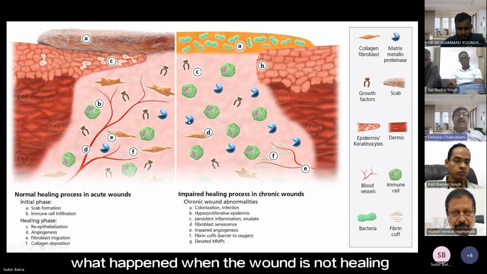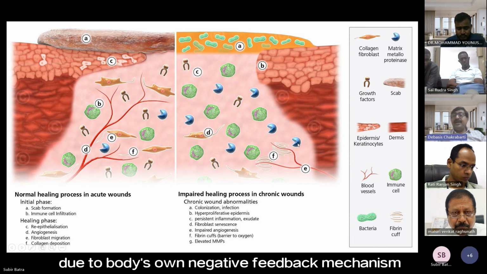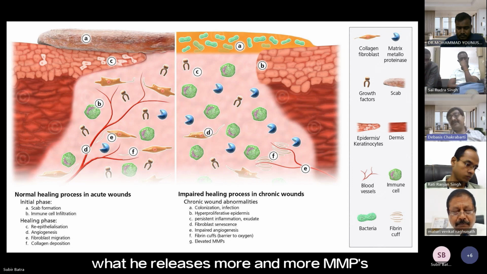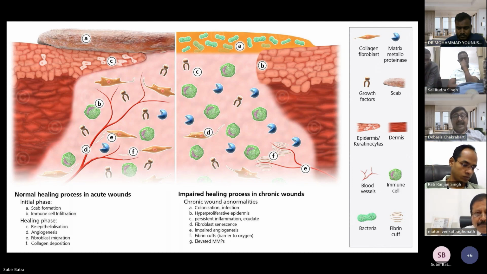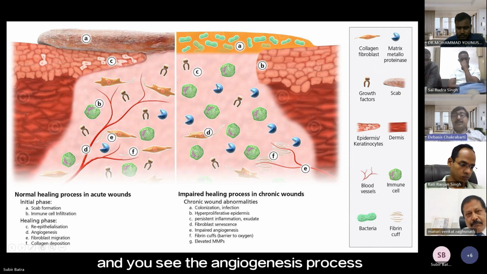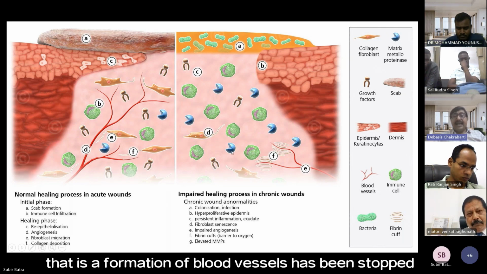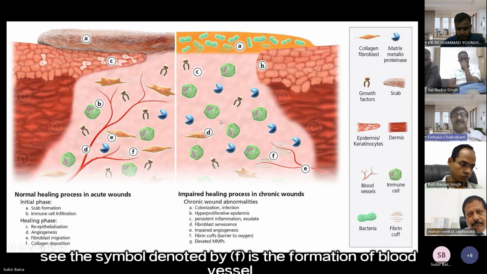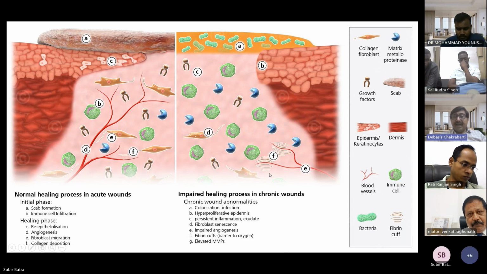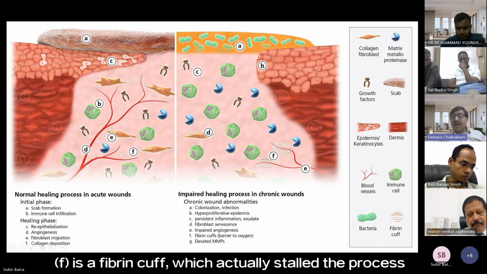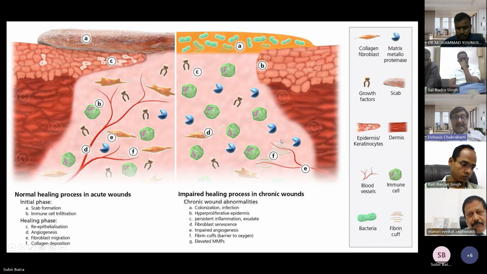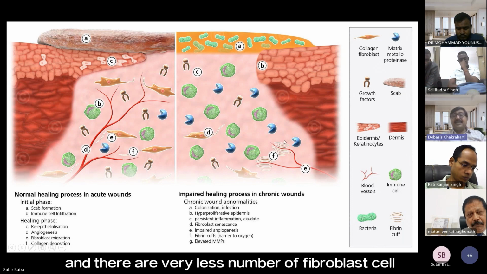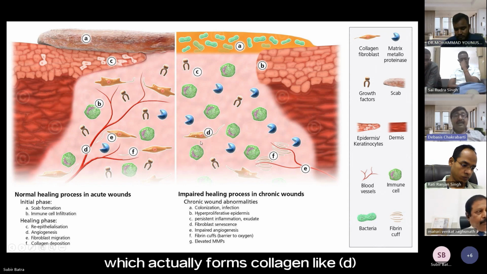What happens when the wound is not healing, due to the body's own negative feedback mechanism? The body releases more and more MMPs. And you see, the angiogenesis process, that is the formation of blood vessels, has been stopped. E is the formation of blood vessels. F is a fibrin cuff, which has actually stalled the process. And there are very few fibroblast cells which actually form collagen, like D.